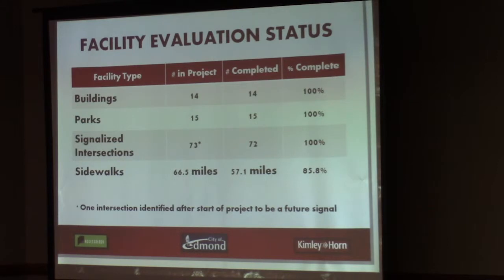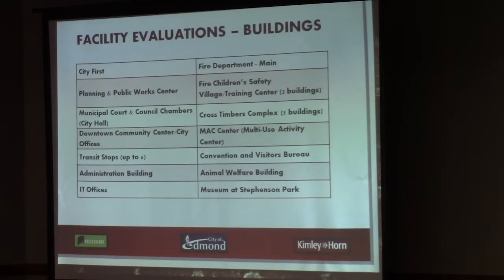So these are the numbers of elements that we looked at. There were 14 buildings total and 15 parks. Those have all been looked at. There were 72 signalized intersections, and just over 66 miles, 66 and a half miles, of sidewalk was all evaluated as part of this process.